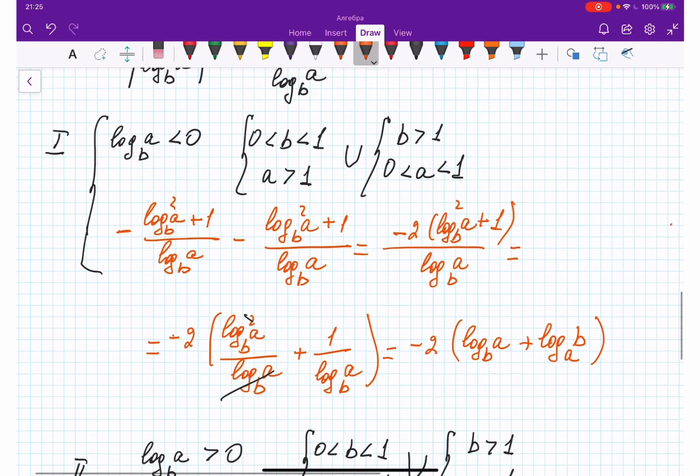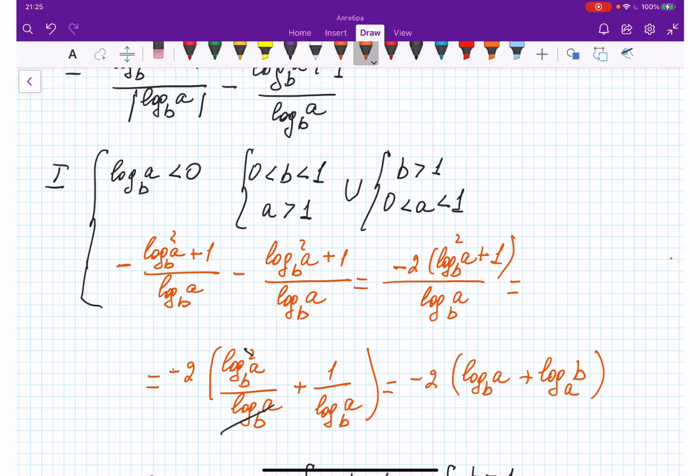And we get the result of negative 2 times (log_b(a) plus log_a(b)) if the logarithm is negative, and the logarithm can be negative if b is a positive fraction and a is greater than 1, or the opposite: b is greater than 1 and a is a positive fraction.